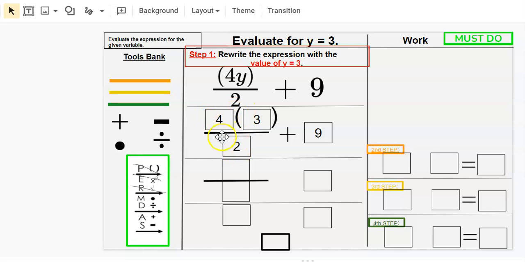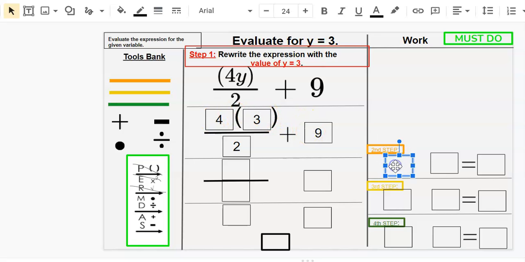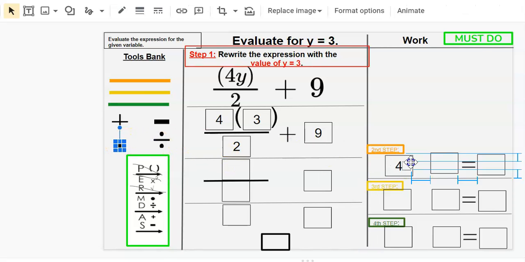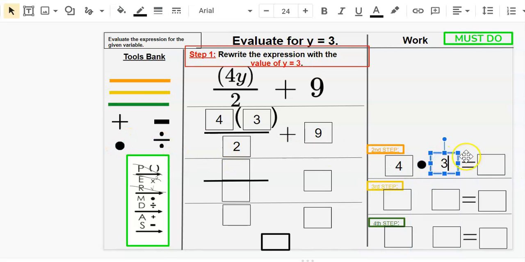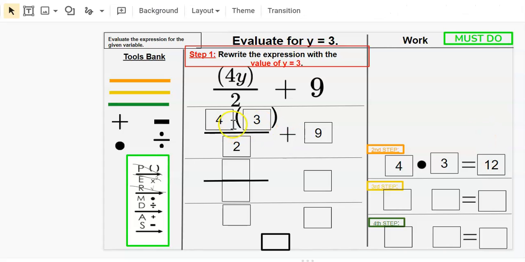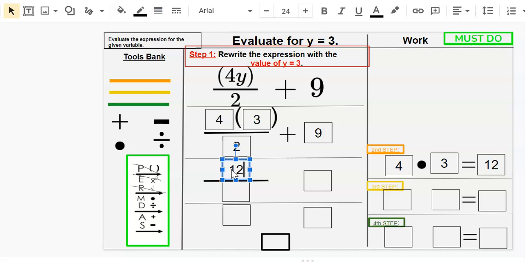Okay, so we can't do the fraction bar. We can't do the divided by here until we're left with just 2 numbers to divide by. So I'm going to do that 4 times 3 first. Okay, so the first thing I'm going to do is 4 times 3, which equals 12. And so now, instead of having 4 times 3 at the top of the fraction, the top of the division symbol, I'm going to have 12.